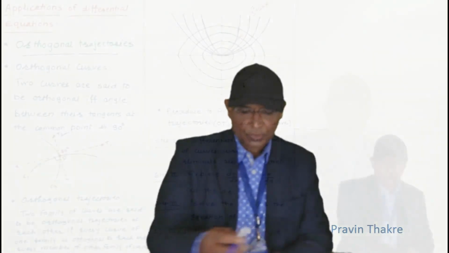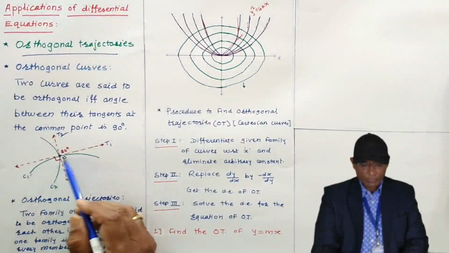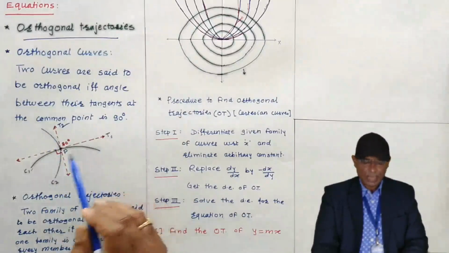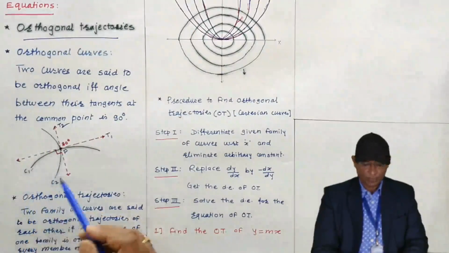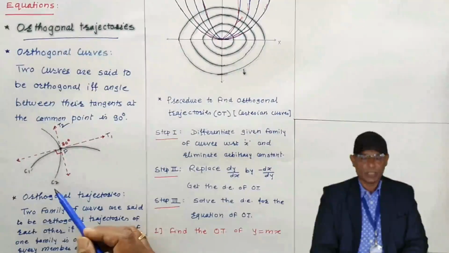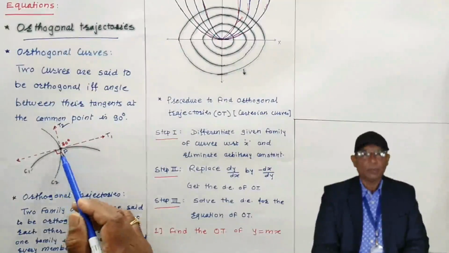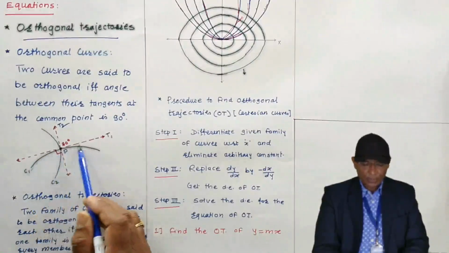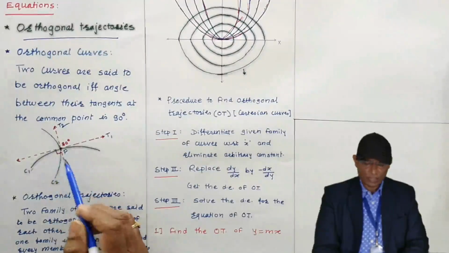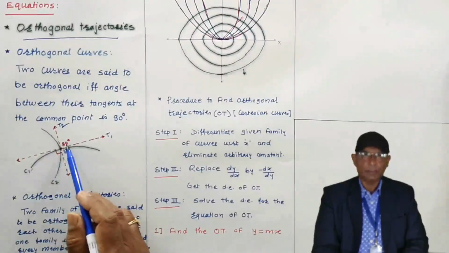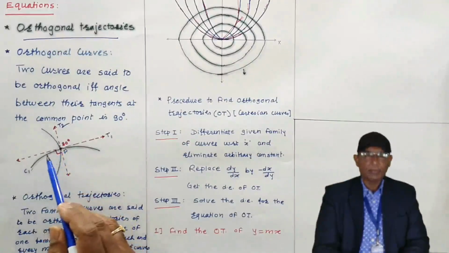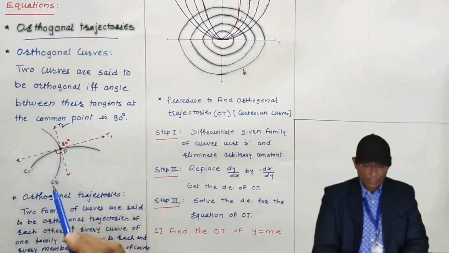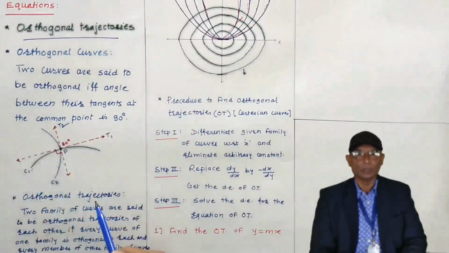Here I have shown in this figure, C1 is a curve, C2 is another curve, T1 is the tangent to the C1 curve and T2 is the tangent to the C2 curve, and P is the point of intersection of the two curves, and of the tangents also. The angle between these two red dotted lines is 90 degrees, meaning they are perpendicular to each other. If the angle between their tangents is 90 degrees, then curves C1 and C2 are said to be orthogonal curves.